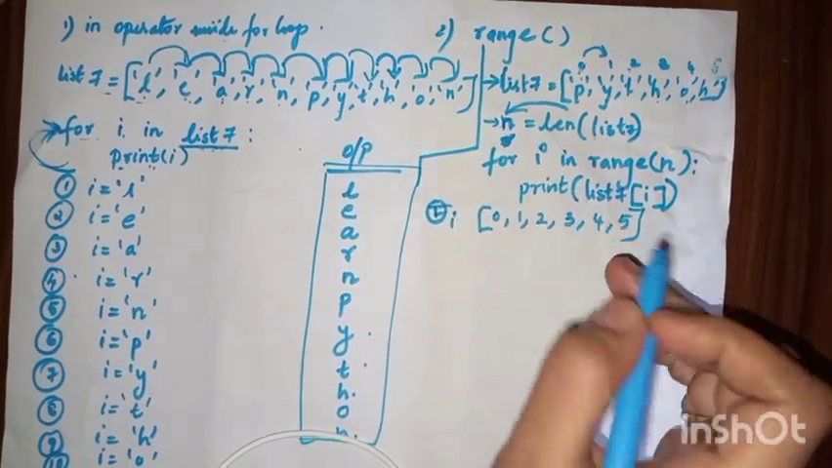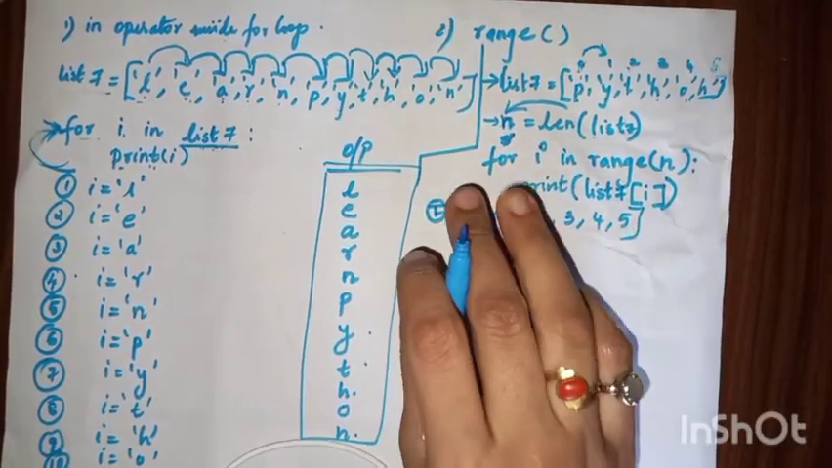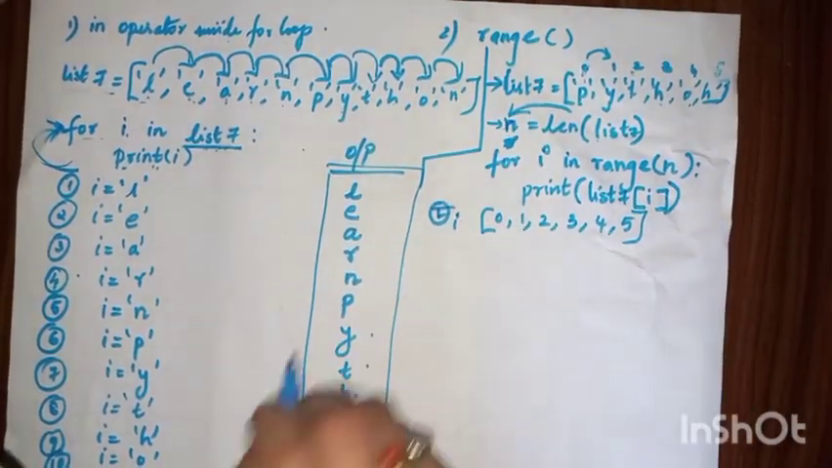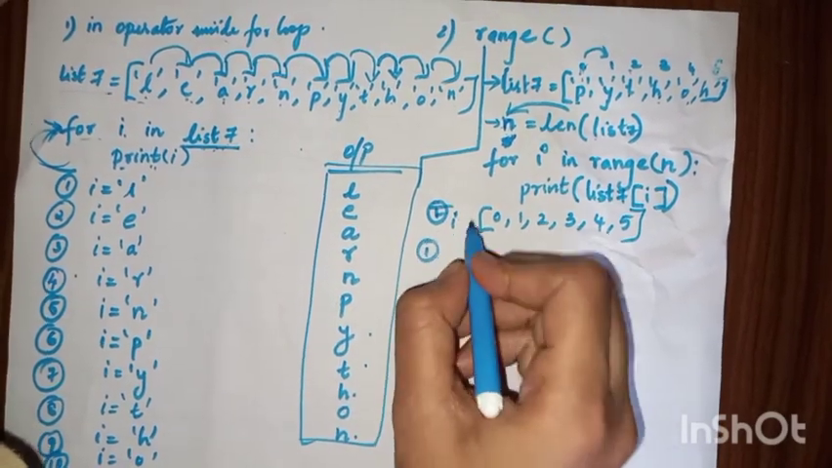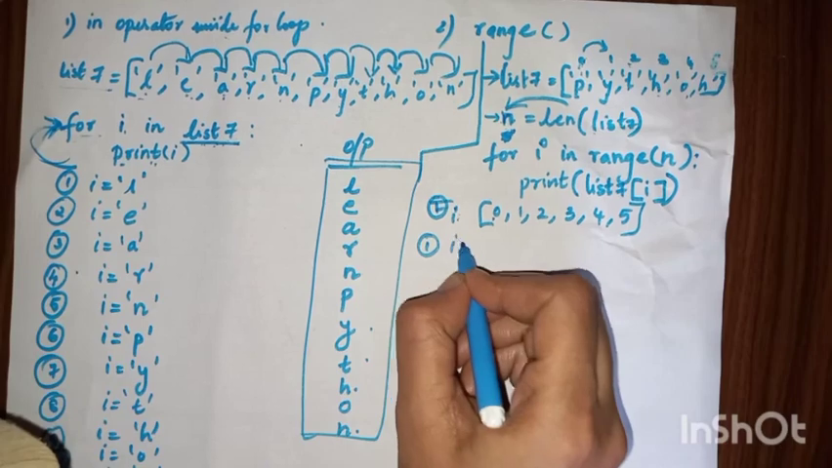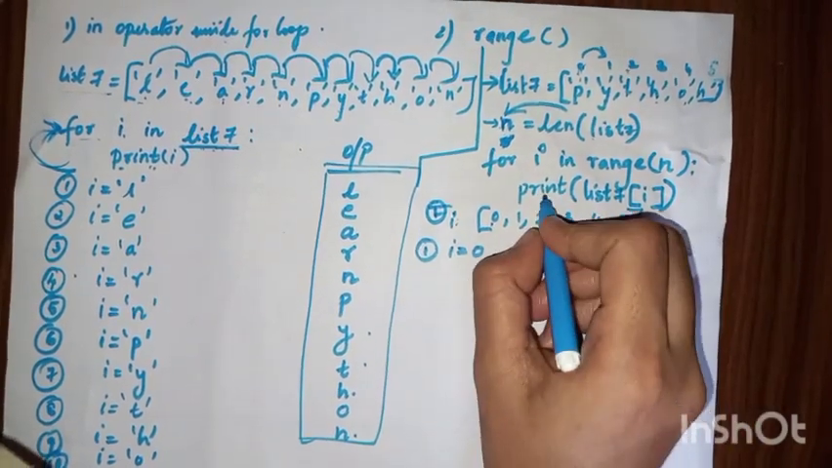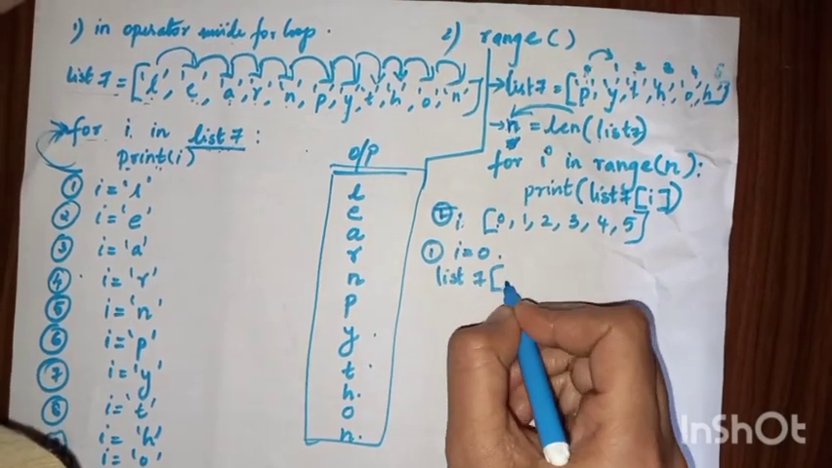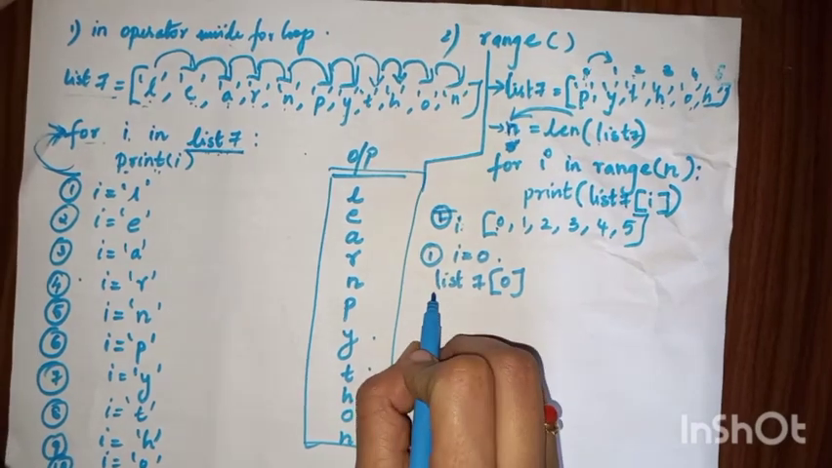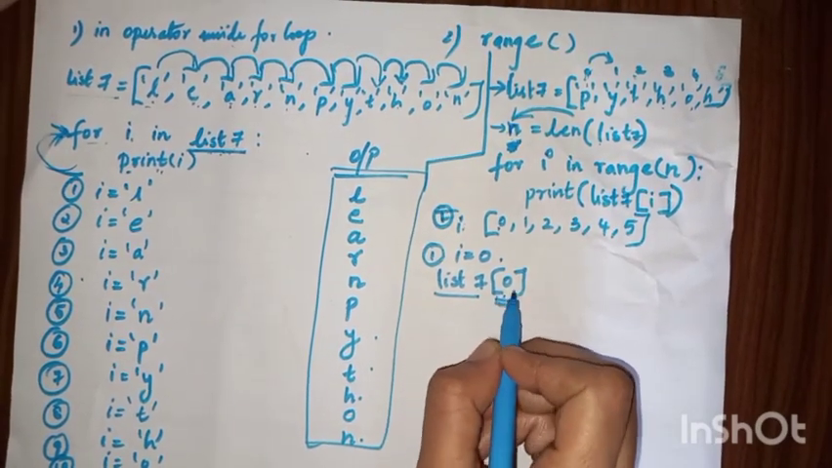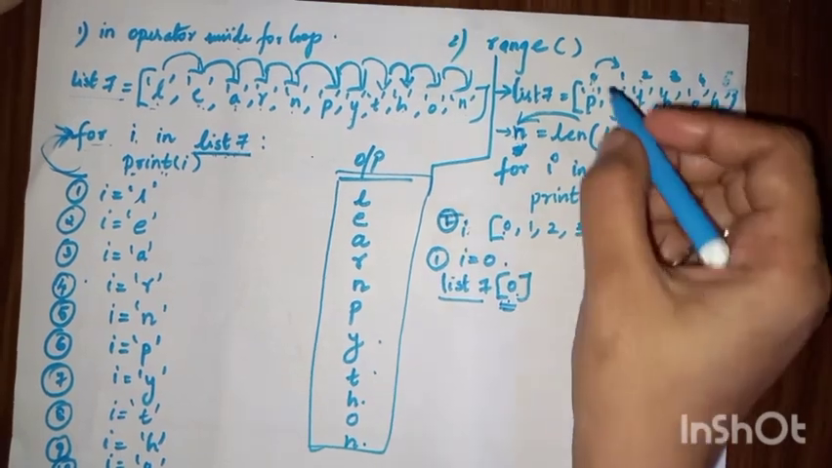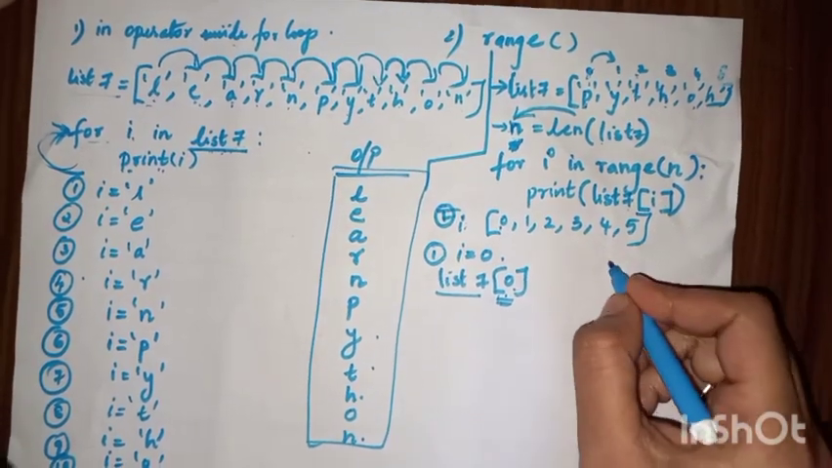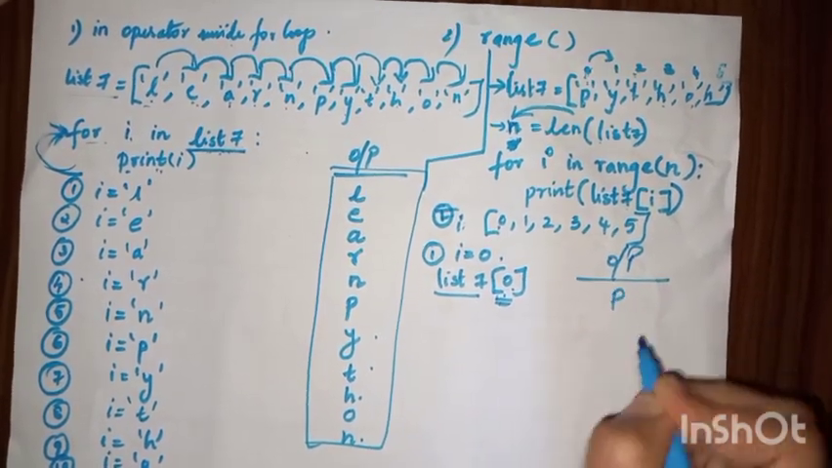After the value 5, the for loop will stop its execution. So, let us see how this for loop works. In the first iteration, i is 0. Then print list 7 of i, that is, in list 7 at index 0. What is the value at index 0 of list 7? That is P. So, print list 7 of index 0 will print P in the output.